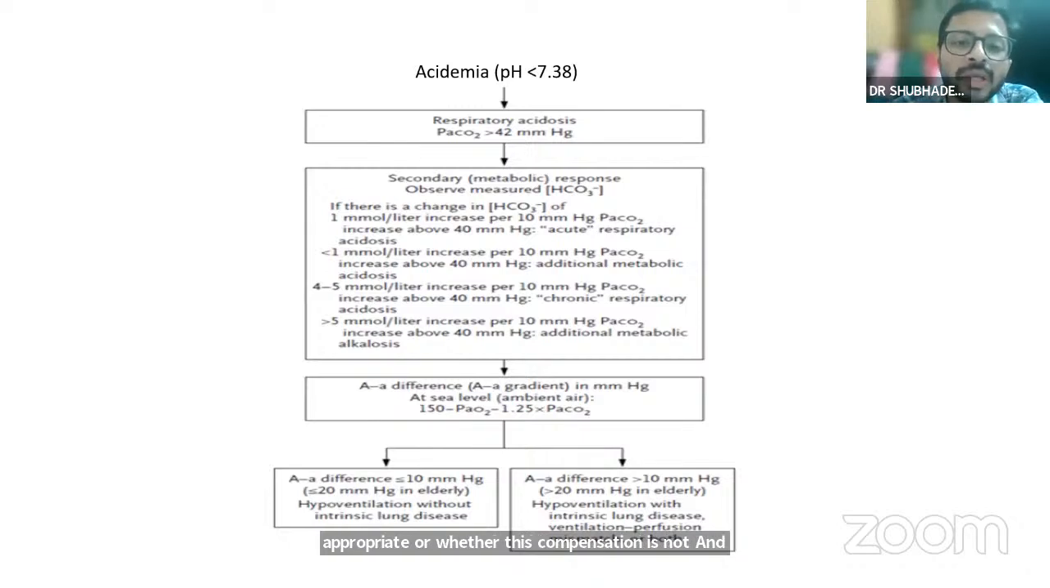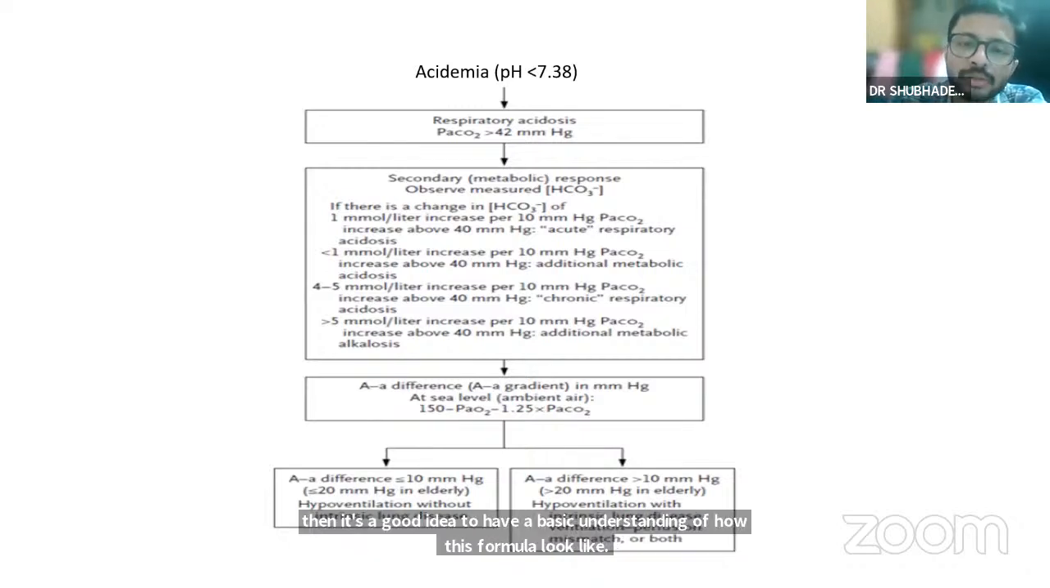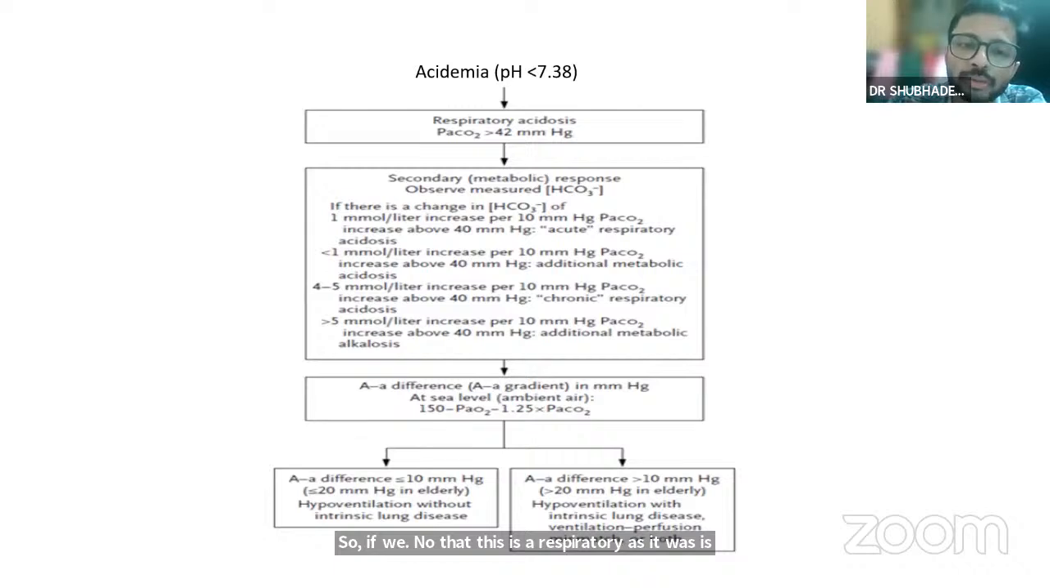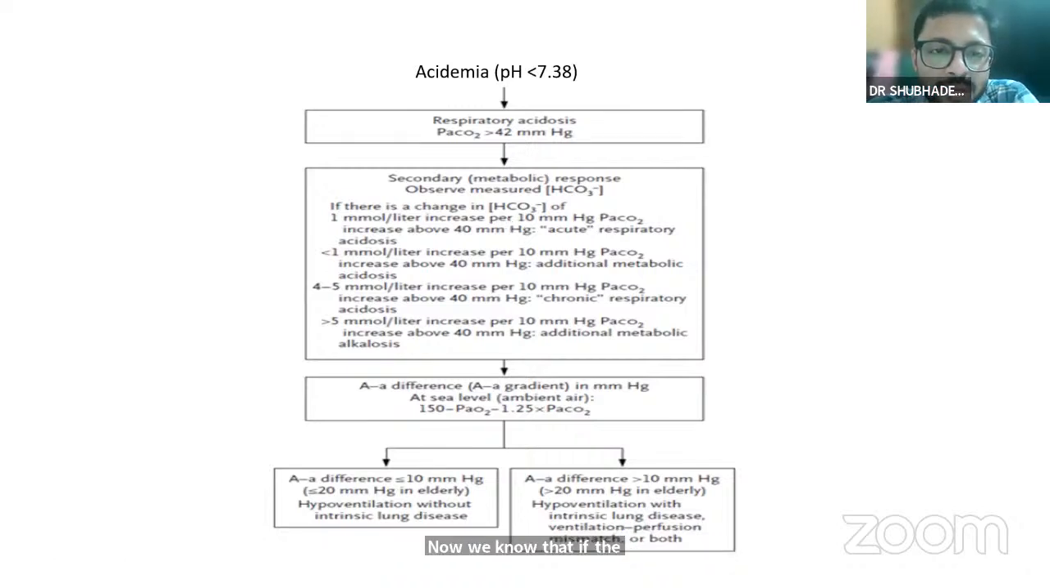So if we know that this is a respiratory acidosis, let's say pH of less than 7.35 and PCO2 is high, the next step is we look into the bicarb and see if the bicarb is increased. We know that if the carbon dioxide is increased, the kidneys try to retain the bicarb. So the formula is: for every 10 millimeter of mercury increase in PCO2 above 40, there is, in acute respiratory acidosis, a 1 millimole per liter increase in bicarb.